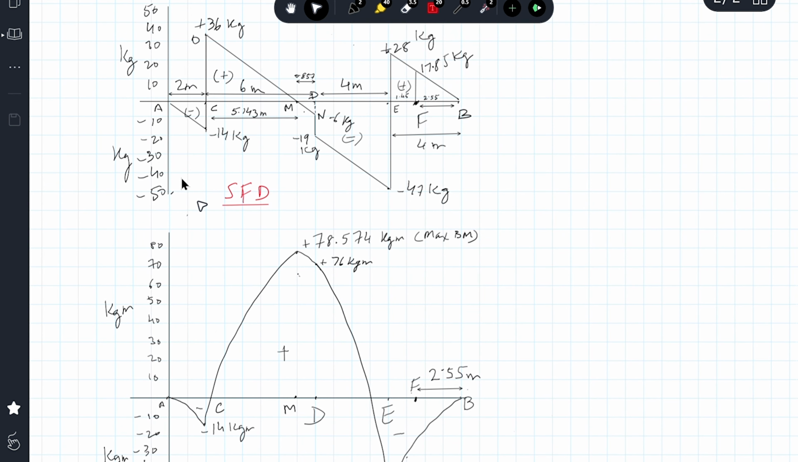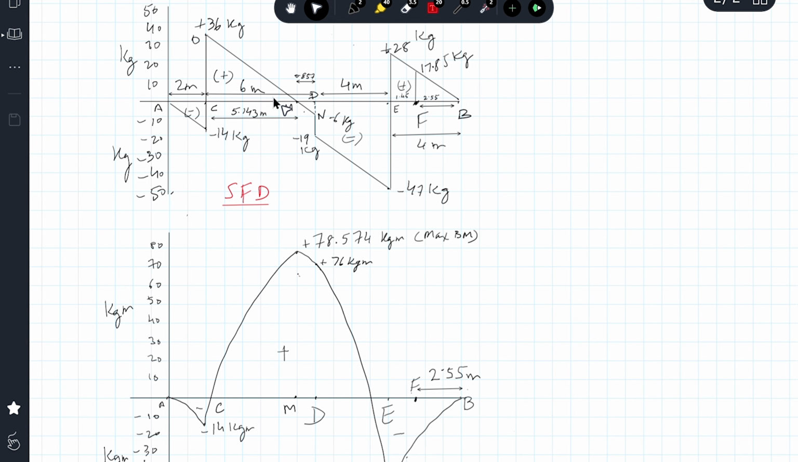So the shape of the BM curve from A to C is a slanting line downward. At A the SF is zero, and at C it becomes a higher value, so the slope of the curve will be the same. It will be zero here at A and becoming more at point C. So it should go like this. The slope of the curve is zero at A, and at C it is becoming vertical. So the slope is increasing, because the slope of the BM curve is equal to the SF value.